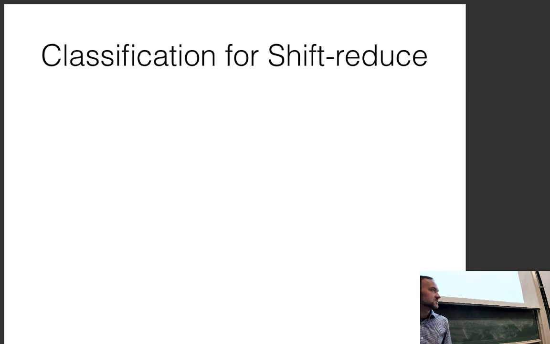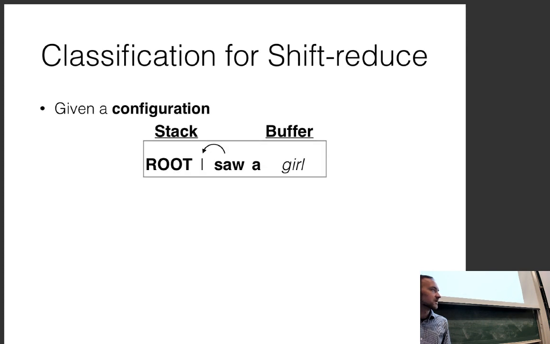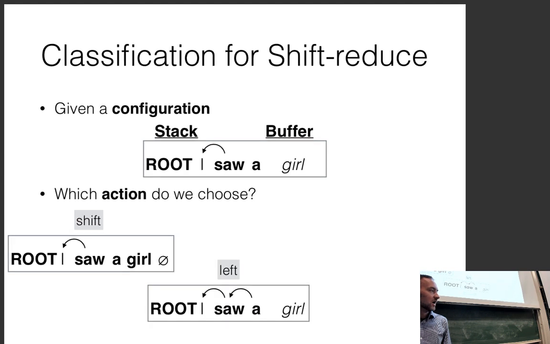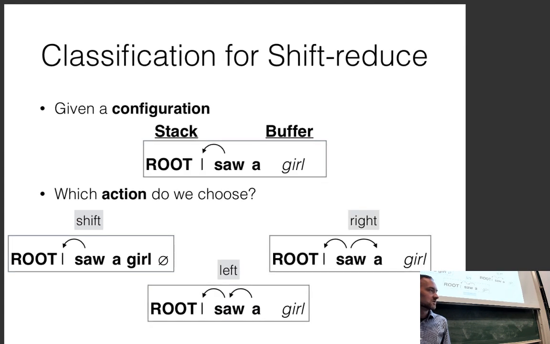So the classification for shift reduce, given a configuration, which is the stack and the buffer, which action do we choose? So we might want to choose shift, in which case we'll get the next configuration, left, in which case we'll get this configuration, and right, in which case we'll get this configuration.